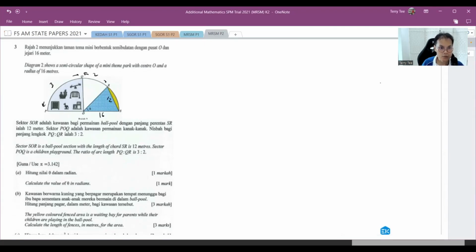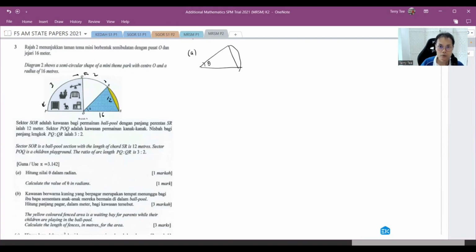Now, if you're given the length of a chord, I want to show you a formula for chord. I like to use the formula for chord. Actually, it makes your life a lot easier. A chord is a line that cuts through a sector of a circle like this. So this is your chord.